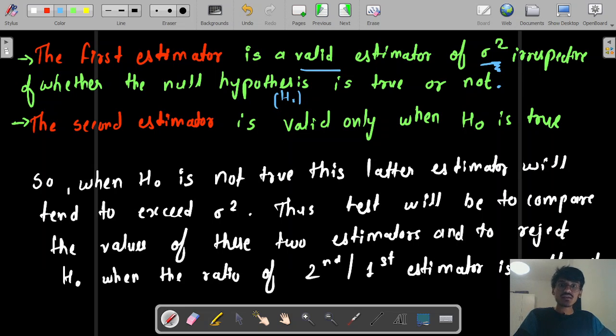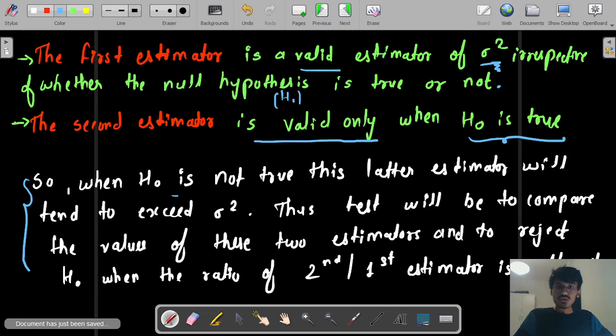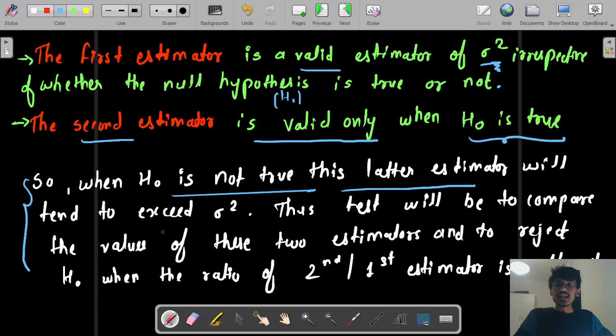But the second is only valid when our null hypothesis is true. So, in summary, when H naught is not true, this second estimator will tend to exceed sigma square. The second estimator is valid only when H naught is true. So here I am saying that when H naught is not true, then our second estimator will tend to exceed our sigma square. So it will estimate sigma square, but it won't be exact.